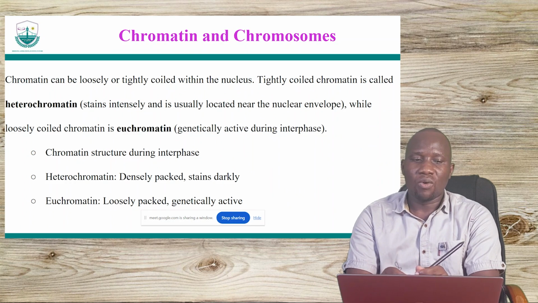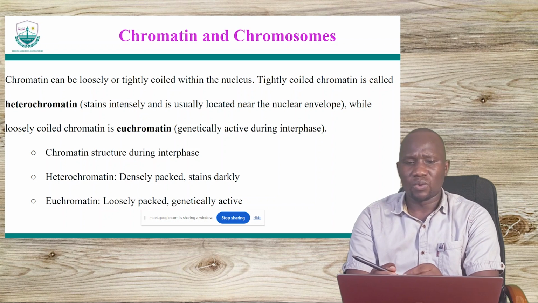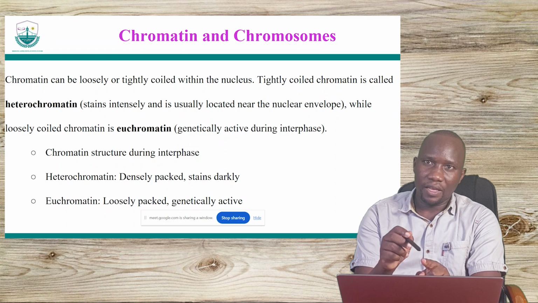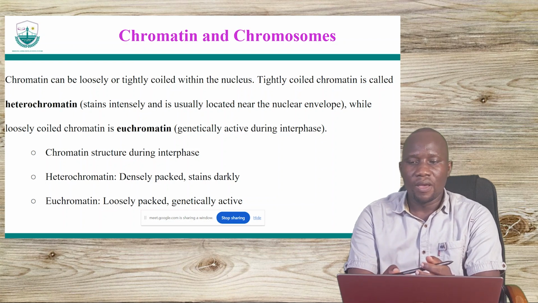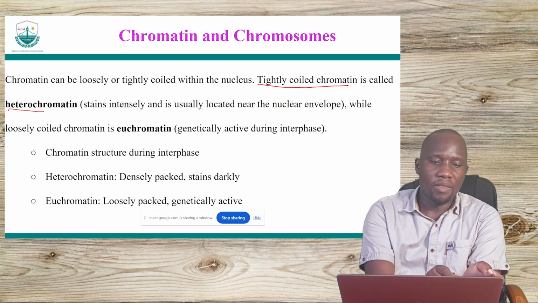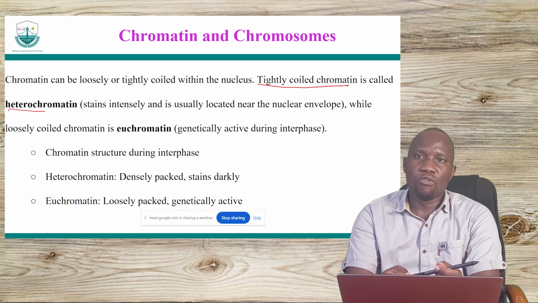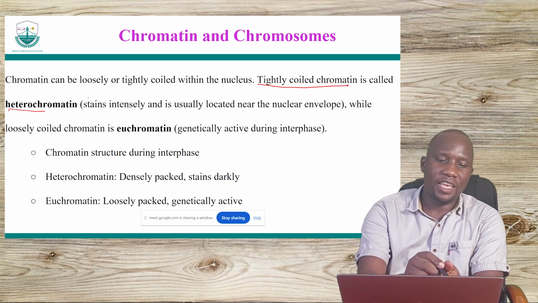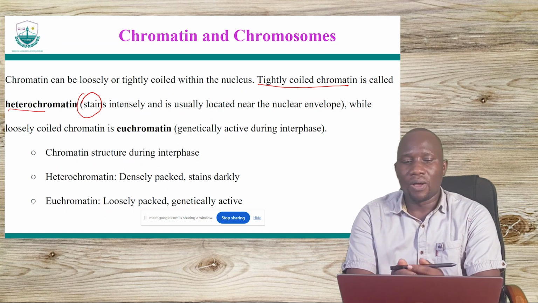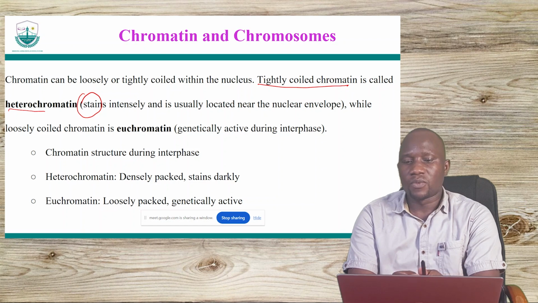The chromatin and the chromosome are contained within the nucleus. When we talk about the chromatin, these are coiled inside the nucleus. If they are tightly coiled, then we call them the heterochromatin. So if you apply a dye that we call a stain, it stains intensely, and it is located closer to the nuclear envelope.